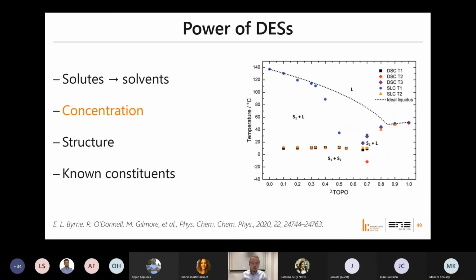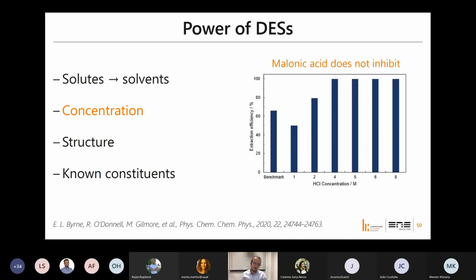This is of course important. Recently there was another publication also on TOPO, where they used malonic acid, and that worked much better for the extraction of gallic acid. As you can see here, it's much better than the benchmark, and they could actually extract higher amounts of this gallic acid salts from the water phase. So it can work if you choose the components wisely.